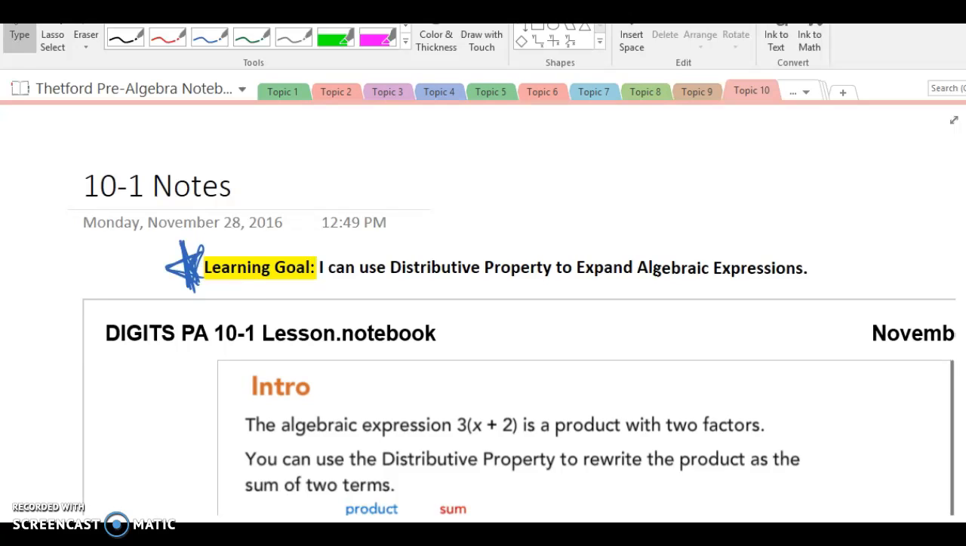And so I want you to take a minute and write down our learning goal. It says that I can use the distributive property to expand algebraic expressions. So today we are going to expand algebraic expressions, and in a little bit you'll find out what that means. But I just want you to know that if you need to pause the video at any time to write stuff down on your Cornell notes, because you should be filling those in as you watch this video, you are more than welcome to do so.